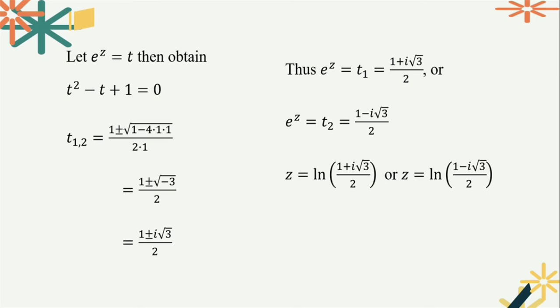For t1, z is equal to ln of 1 plus i square root 3 over 2. Or for t2, z is equal to ln of 1 minus i square root of 3 over 2.